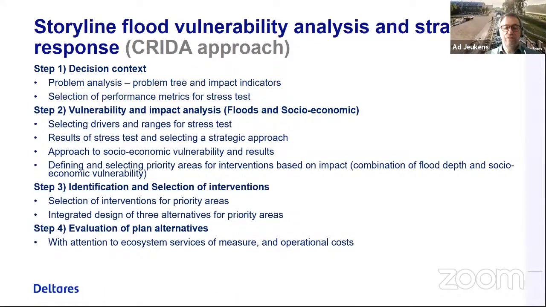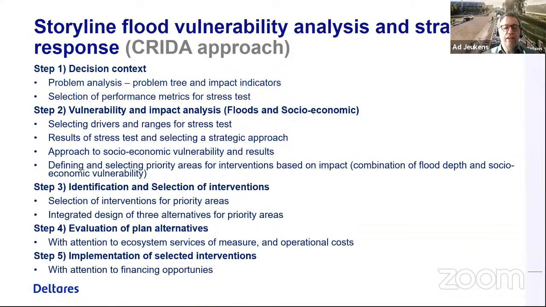And then briefly, I will touch upon the evaluation of plan alternatives with the attention to green measures and ecosystem services. And well, probably no time for that, the implementation of selected interventions. But that's also a step that has been taken in this project, with also paying attention to financing opportunities. And I see my colleague Camilo Benitez is also in the audience today. He has been working particularly on this step.